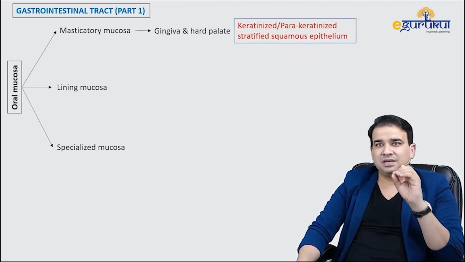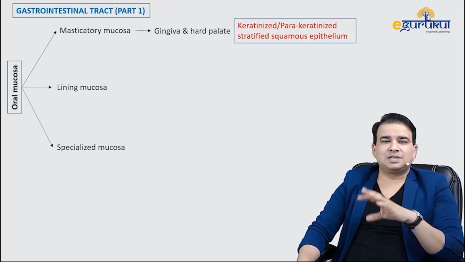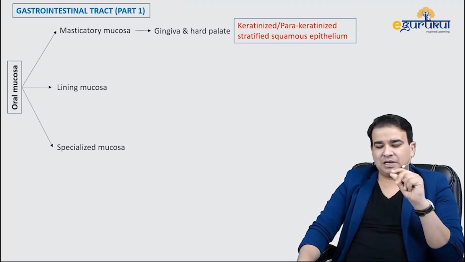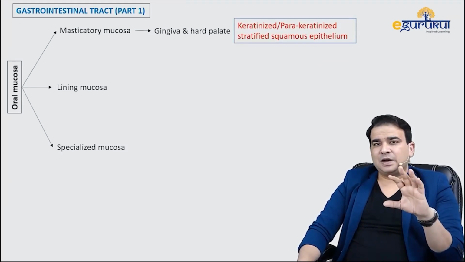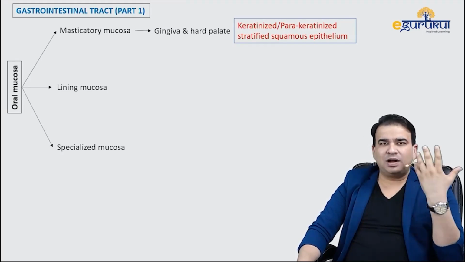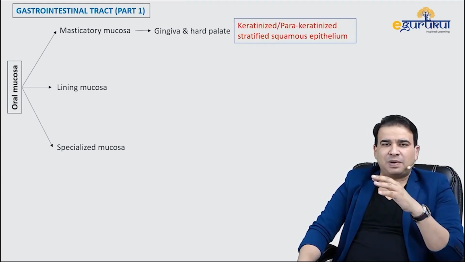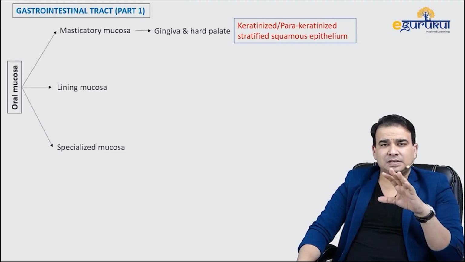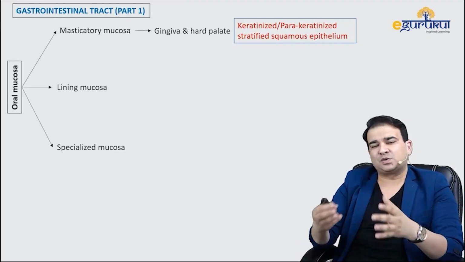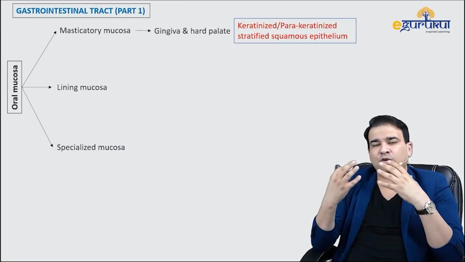It is a keratinized stratified squamous. It is keratinized or parakeratinized type of epithelium. Now, please understand one thing. Anything in the oral cavity, be it gingiva, hard or soft palate, the tongue, tonsil, whatever it is, the epithelium has to be stratified squamous, because this area is subjected to a lot of friction.